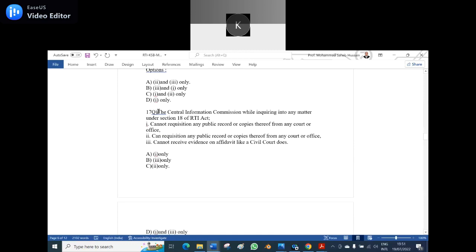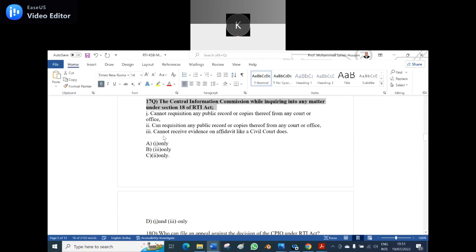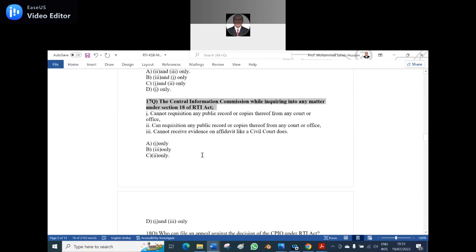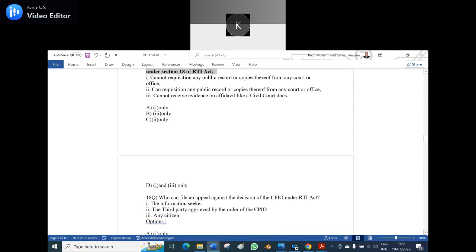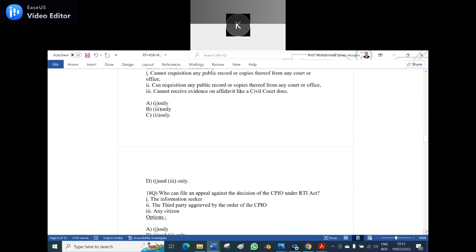Now, 17th question. The Central Information Commission, while inquiring into any matter under Section 18 of RTI Act: 1, cannot requisition any public record or copies thereof from any court or office. 2, can requisition any public record or copies thereof from any court or office. 3, cannot receive evidence on affidavit like a civil court does. A, 1 only; B, 3 only; C, 2 only; D, 1 and 2 only. C, sir. Yes, option C is the correct answer. Can requisition any public record or copies thereof from any court or office. It can request any copy from any court or office.